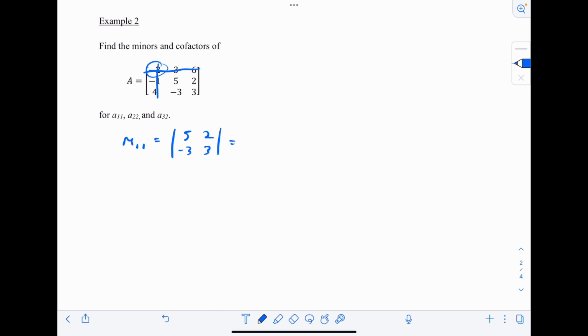So in this case, 15 minus a negative 6 is a positive 21. So the cofactor then is, again, just taking negative 1, in this case to the power of 1 plus 1, or again, because it's in that first upper entry, it's just going to be positive, times 21, which is 21.